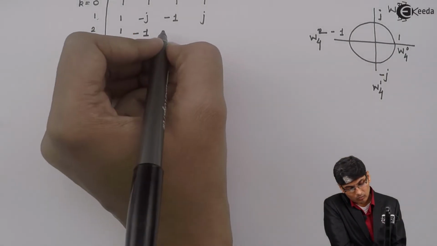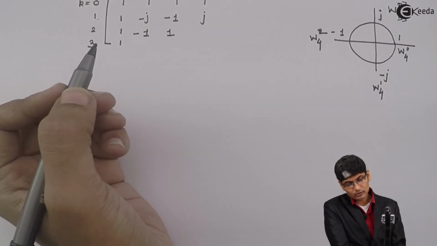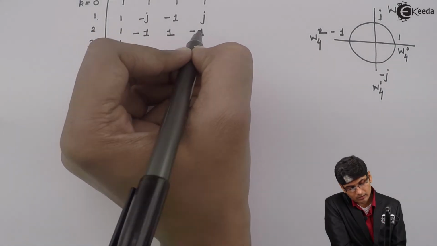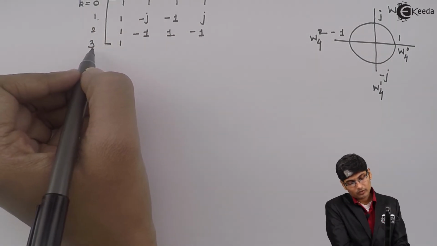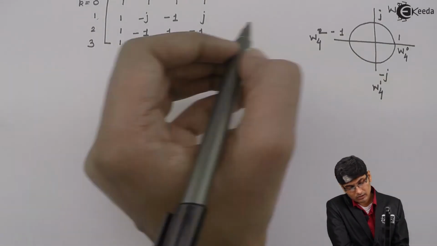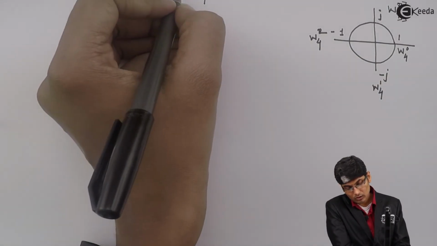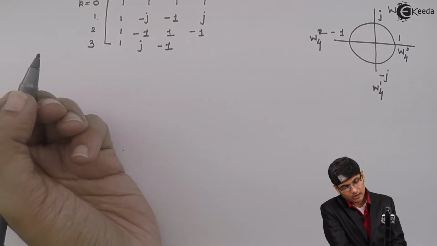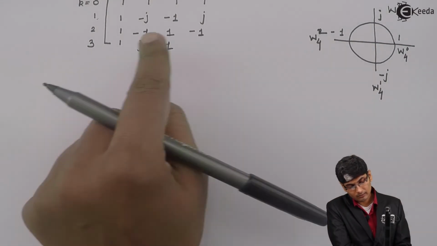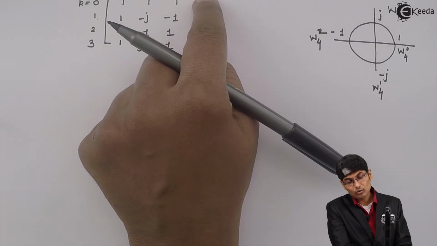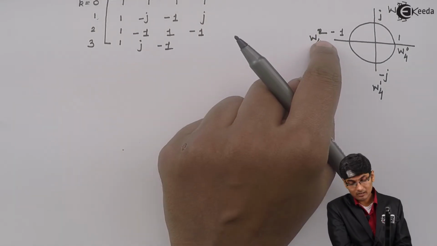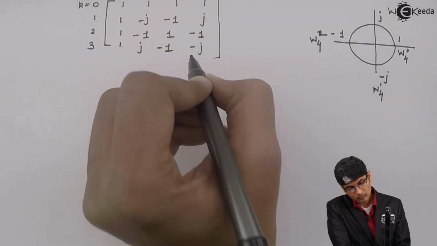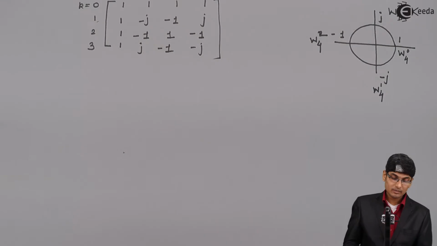So here I will get 1, then I have w4 raised to 6. Now here I ended with 4, 5, 6, so it will be minus 1. Then w4 raised to 3, which is j, w4 raised to 6. So we end up 6 over here, which is minus 1. Then, because it is 4, 5, 6, w4 raised to 9. So here we end up with 6, 7, 8, 9. So 9 is minus j. So it is really easy to remember this.